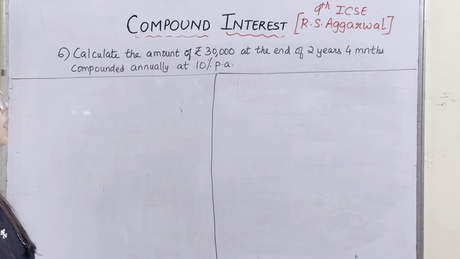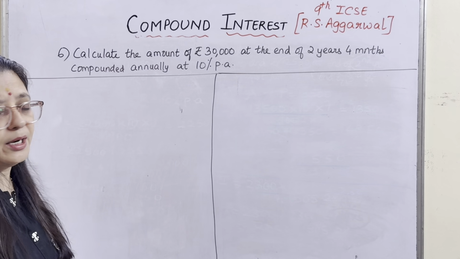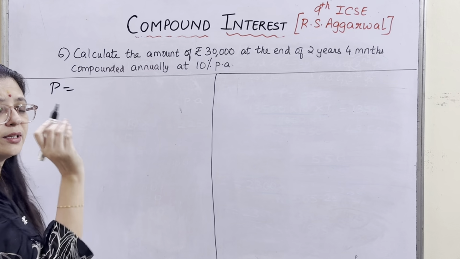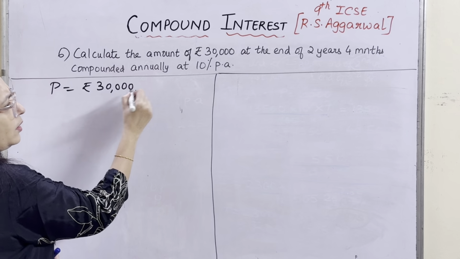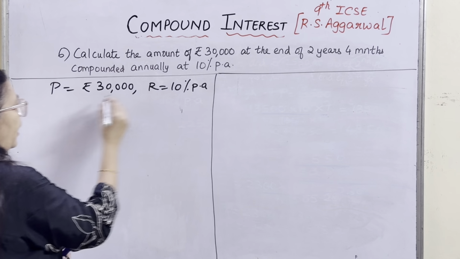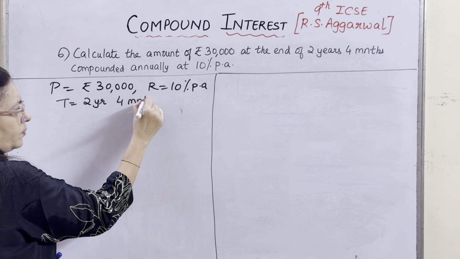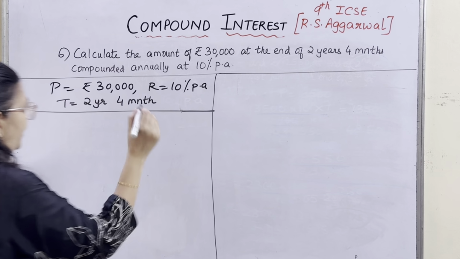Let's read the question. Calculate the amount of rupees 30,000 at the end of 2 years 4 months, compounded annually at 10% per annum. So what is the principal? You have to calculate the amount. So principal is 30,000 rupees. Rate is 10% per annum and time is 2 years 4 months. Okay, let's do it step by step. Let's find for the first year.